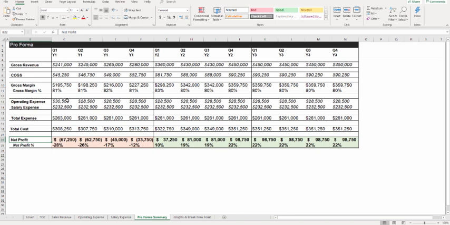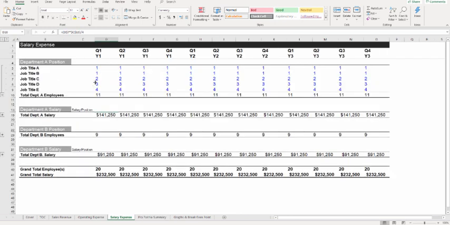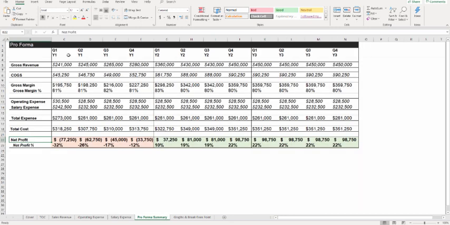We can see that for the first year, our net profit was negative, and it wasn't until quarter one of year two where we started seeing a positive return. This data is pulled from each one of the respective tabs. So as we update the information in the tabs, the pro forma updates accordingly.